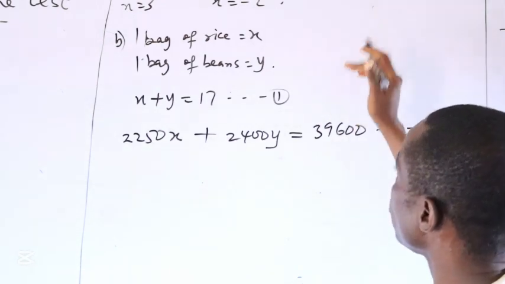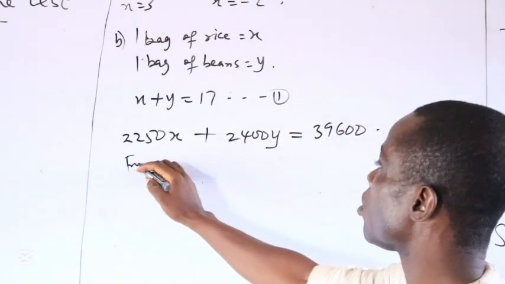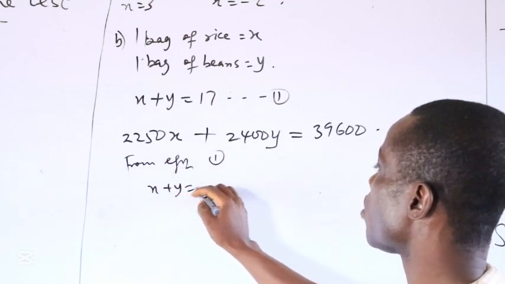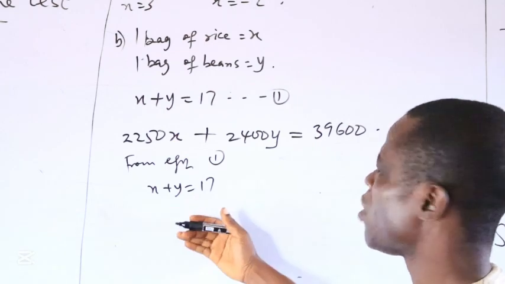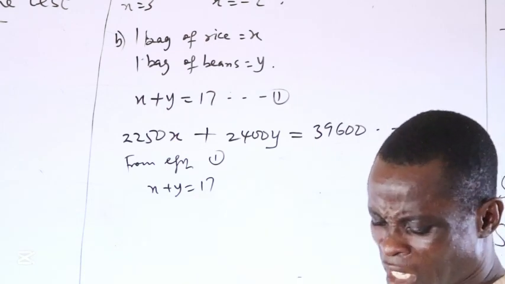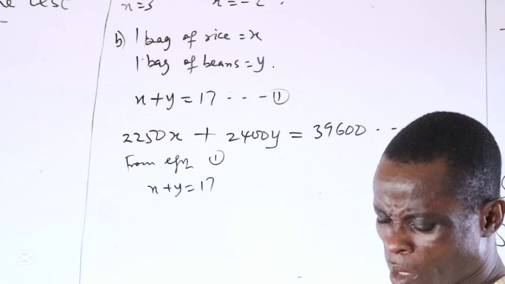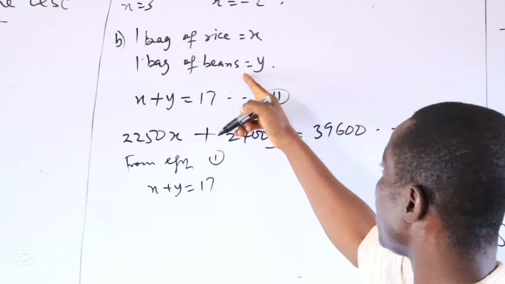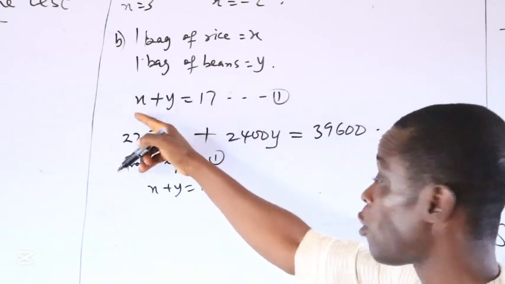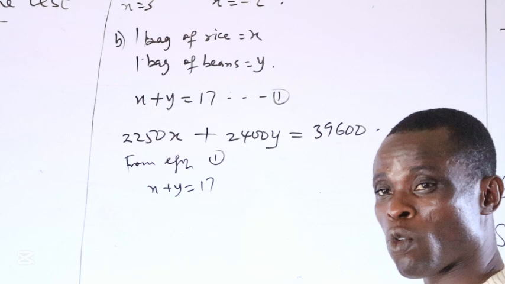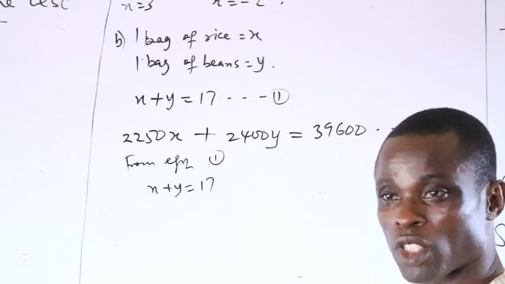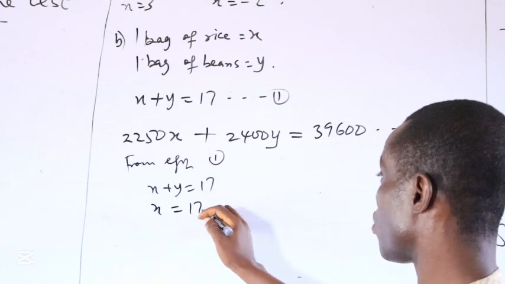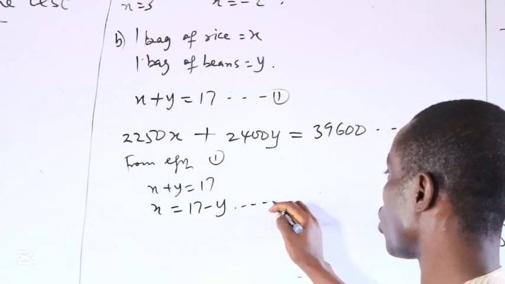So, when you now have equation 1 and 2, from equation 1 here we have x plus y equals 17. And we are trying to find the number of bags of beans, and beans is y. Let me make x the subject of the formula here, because if you make y the subject you still need to substitute again. So x is now equal to 17 minus y, which is equation 3.